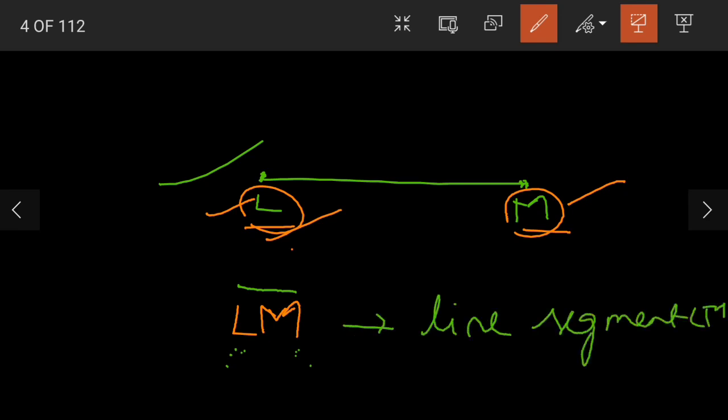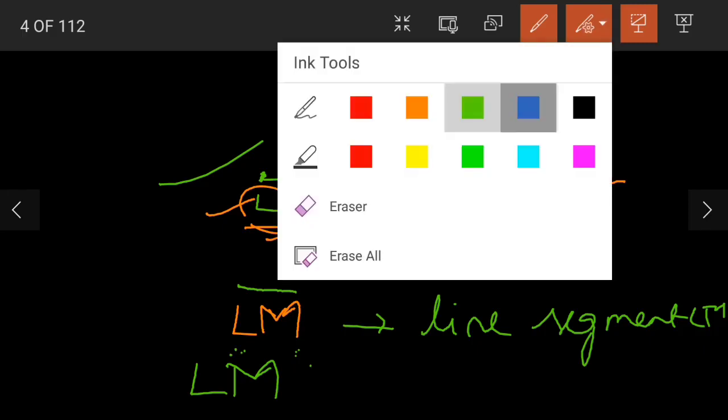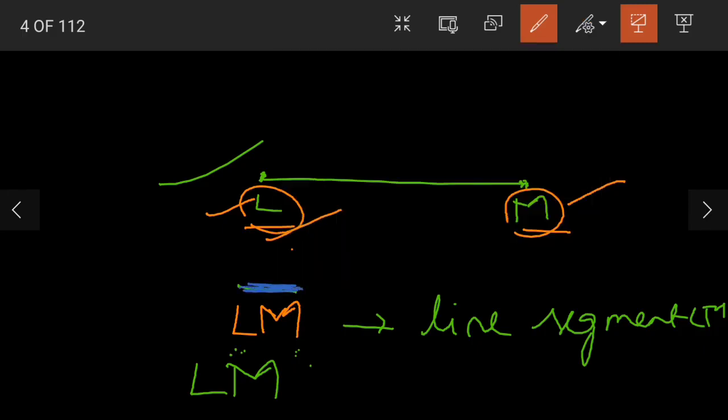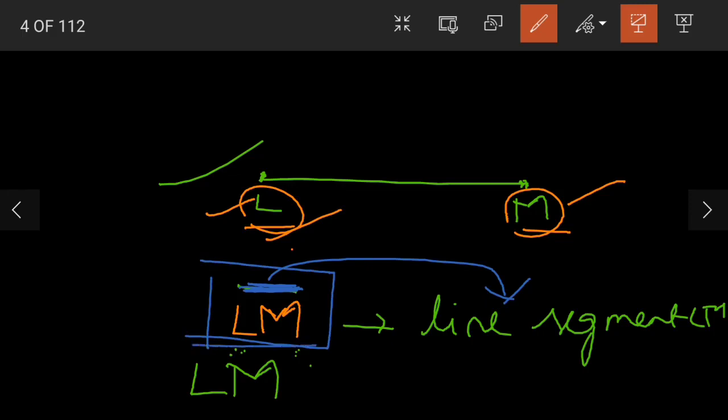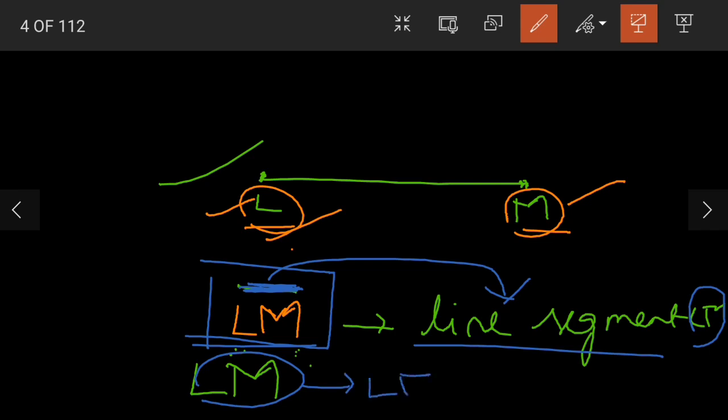What is this read as, children? It is read as line segment LM. If I simply write the names of the endpoints L and M, we will call it LM. We will not know whether it is a line segment or not. So that is why when we are writing the name of a line segment, we have to draw this line above the name so that it represents a line segment. How do we read this, children? We read this as line segment LM. See, this is just LM, but this here is line segment LM.